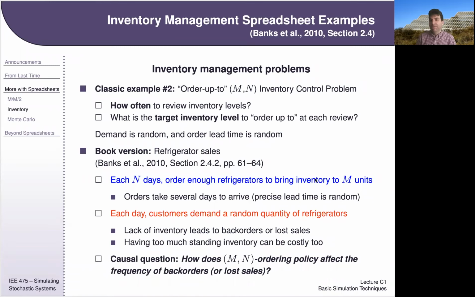So in the book, they focus on refrigerator sales. And so each N days, you order enough refrigerators to bring the inventory back up to M units.